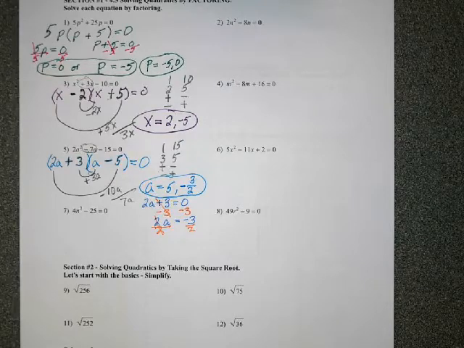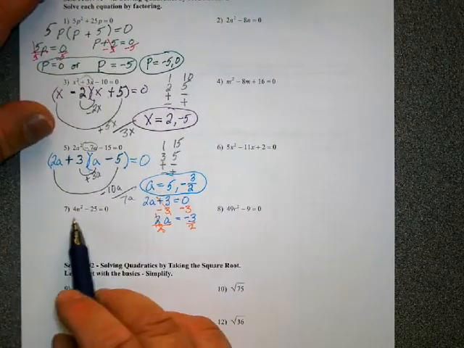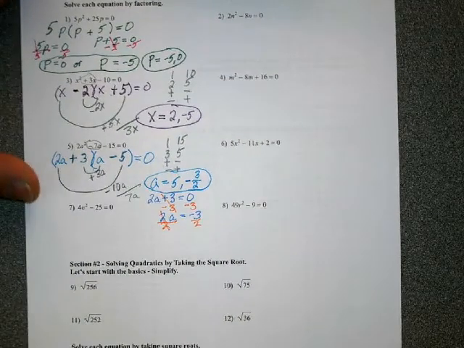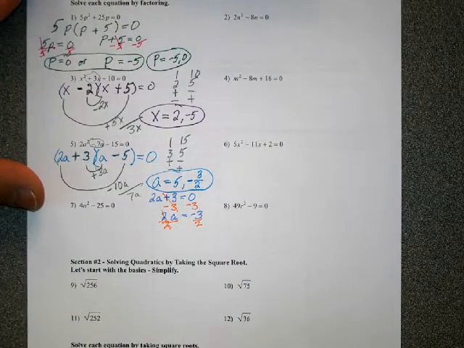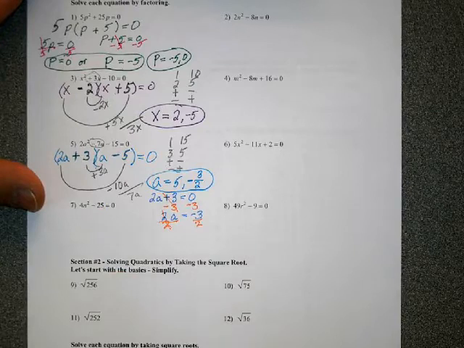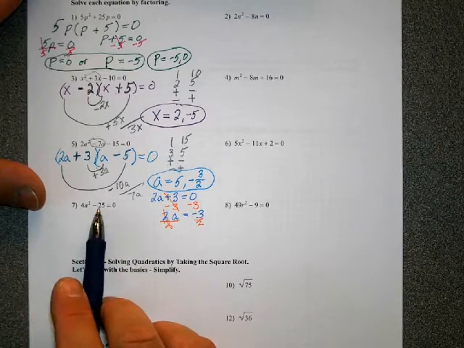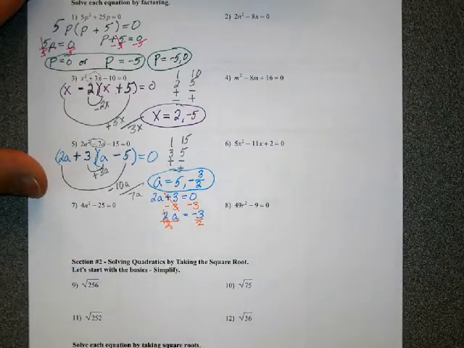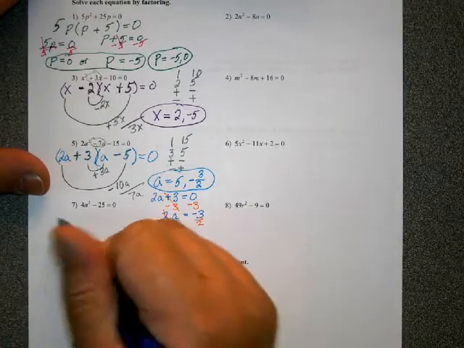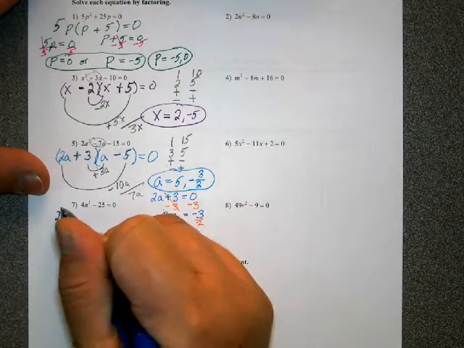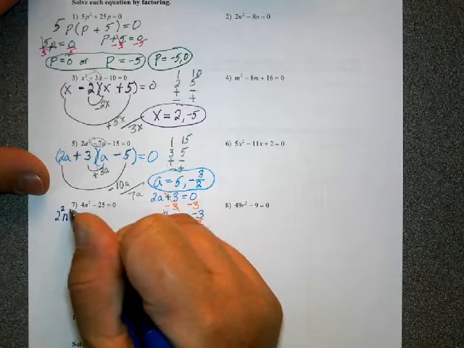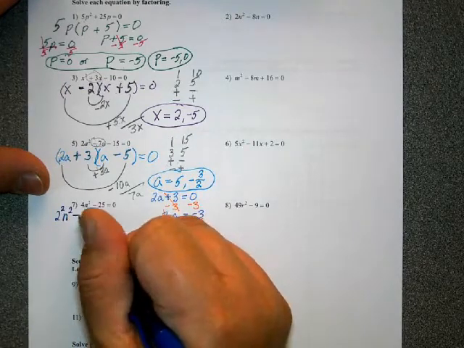All right, let's do number 7. Can't take any common terms out. There are none. But this is a binomial. And the 4 and the 25 are perfect squares, right? So I'm going to rewrite this. 4 can be rewritten as 2 squared. N squared stays the same. 25 can be written as 5 squared.